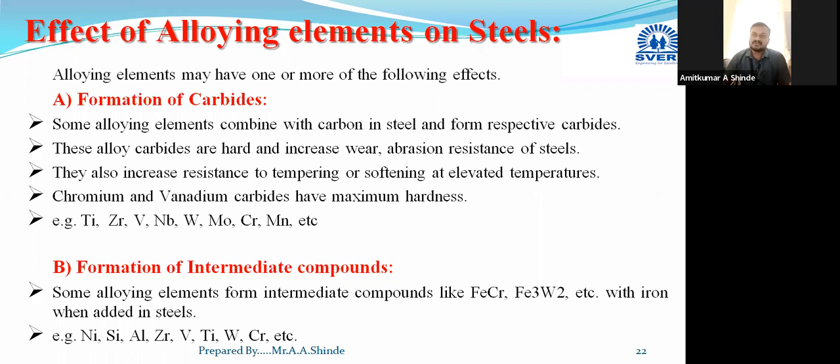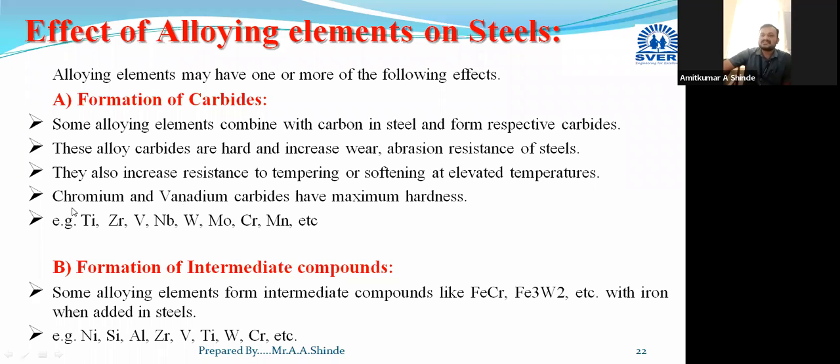Okay, now generally whichever carbide forming elements are there, they will result in the formation of carbides. Already we have discussed titanium, zirconium, vanadium. Then Nb is nothing but niobium, and tungsten, molybdenum, chromium, and manganese. I have listed them here. When these are added in the steel, they will form their carbides.